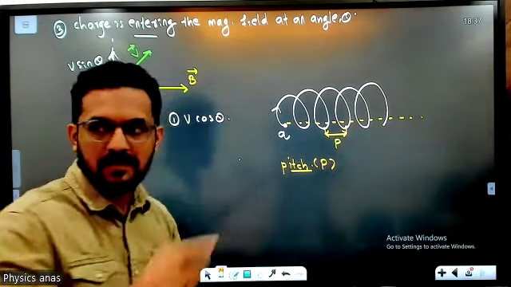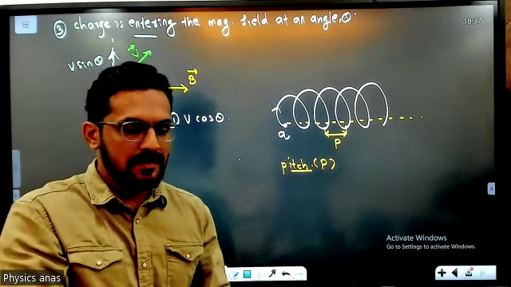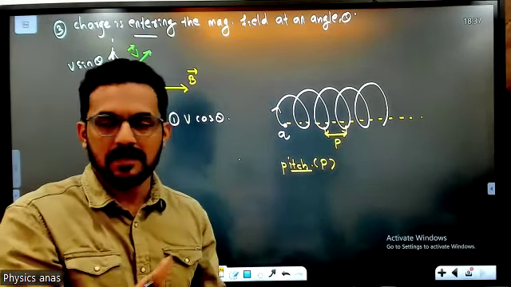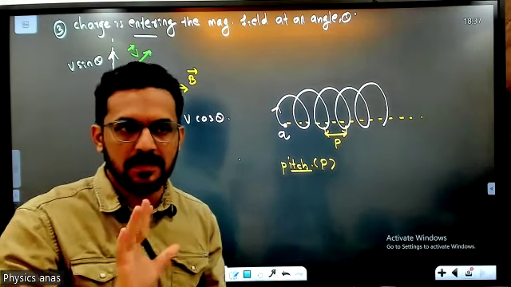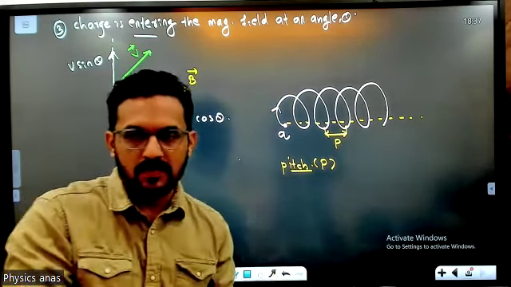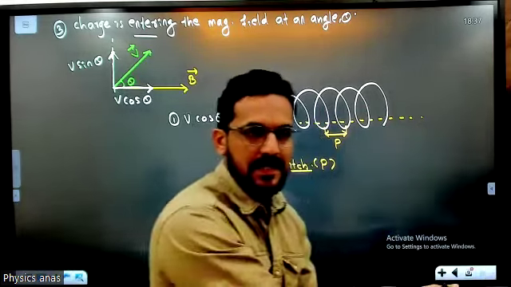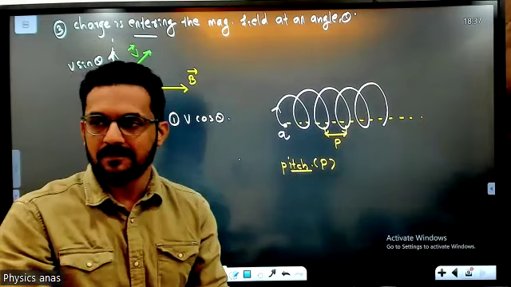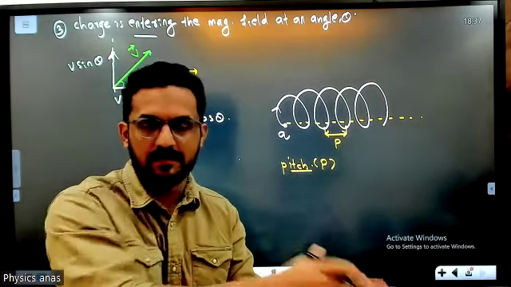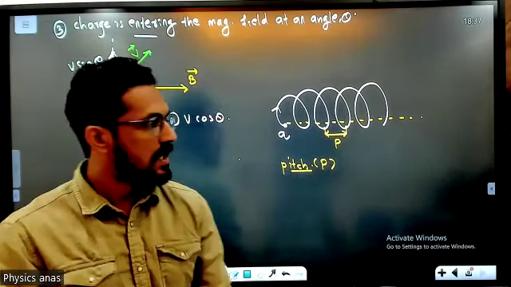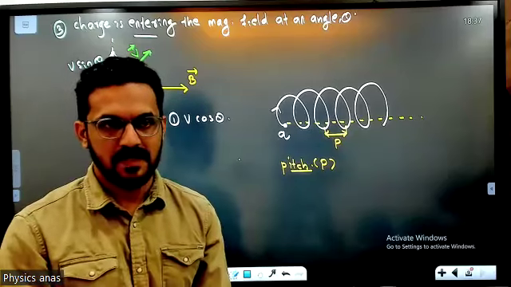During one rotation, this is one rotation, but there is not only rotational motion, there is translational motion also. So the charge is moving forward. The distance traveled by the charge in the direction of displacement during one rotation is called the pitch.